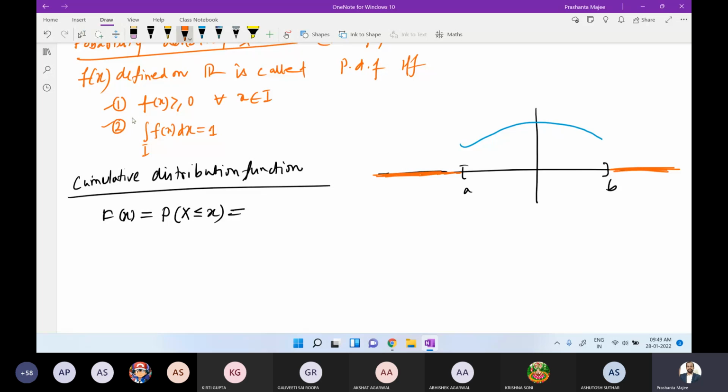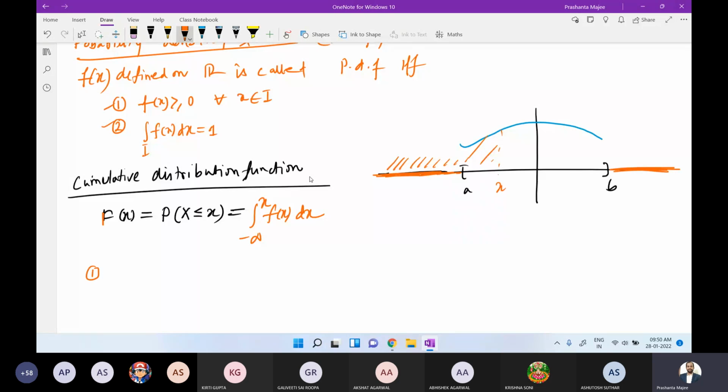So what is the total probability up to the point x? It is the area bounded by that curve up to the point x. So this will be the integral from minus infinity to x of f of x dx. In the discrete case, it was a summation. In the continuous case, it is an integration. Okay, so this is called the cumulative distribution function.